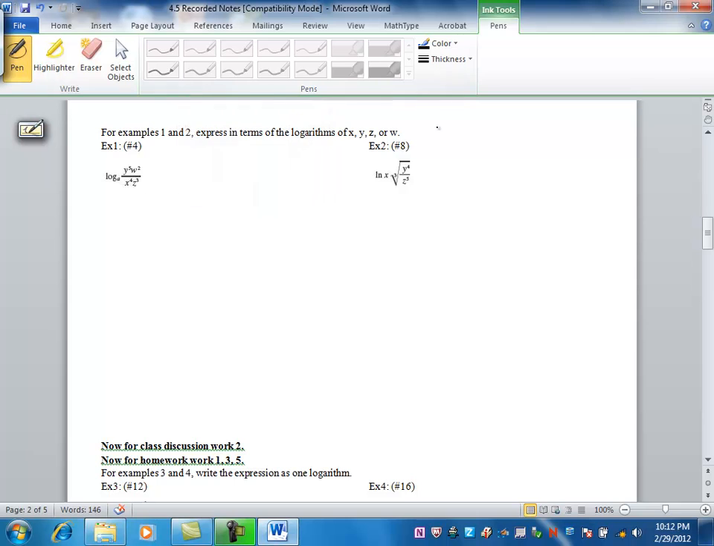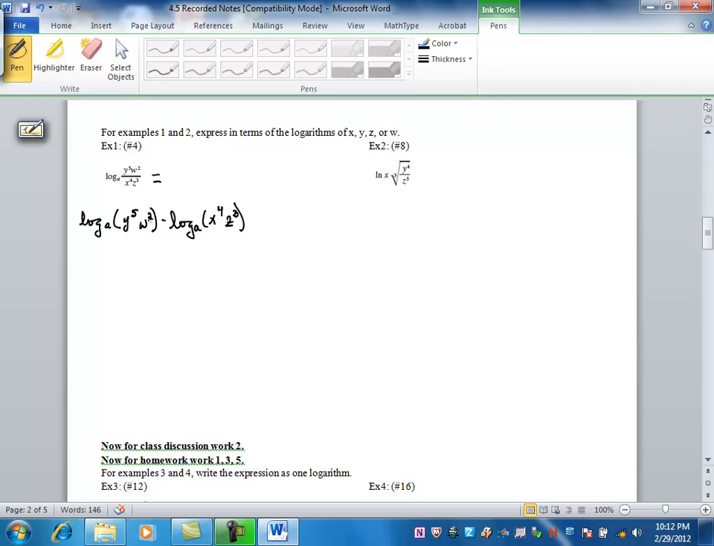What we're going to try to do is we are going to express this in terms of logarithms of x, y, z, or w. Now, what we're going to notice here is that we've got log base a of the top, y to the fifth, w squared, minus log base a of x to the fourth, z cubed. So what I've got, folks, is the log of a quotient. And that quotient now is being split up into the difference of the two logs.